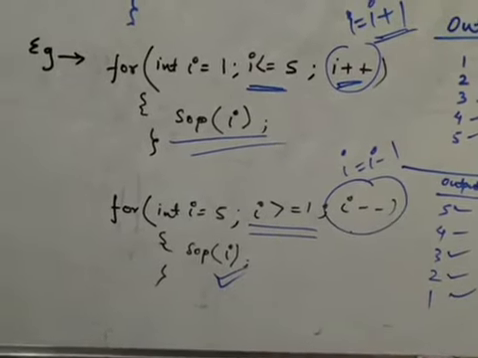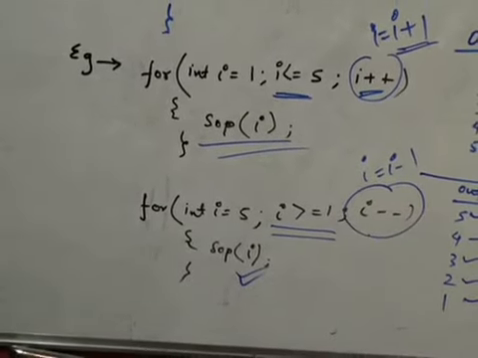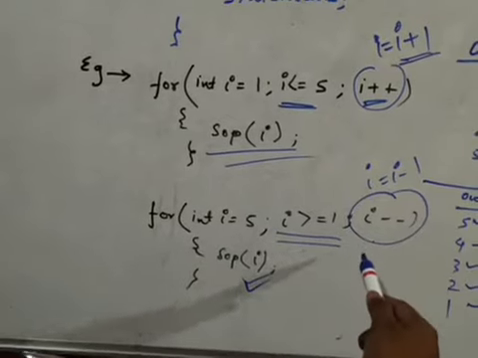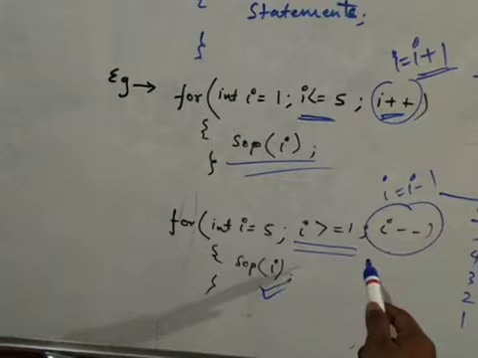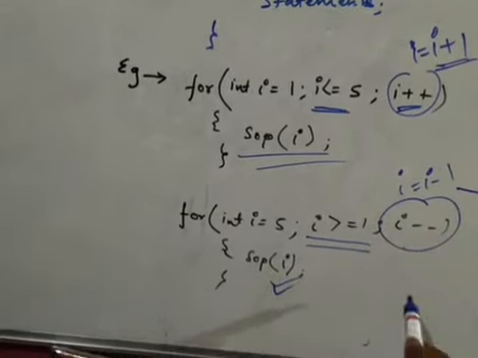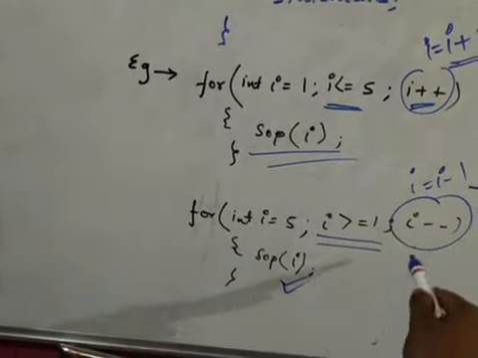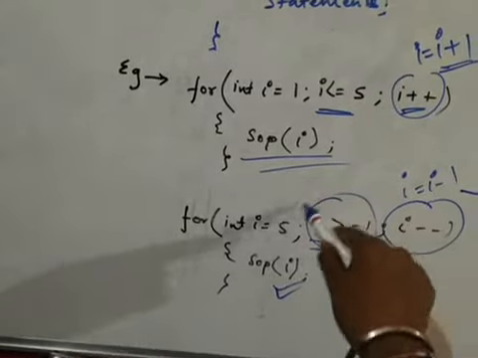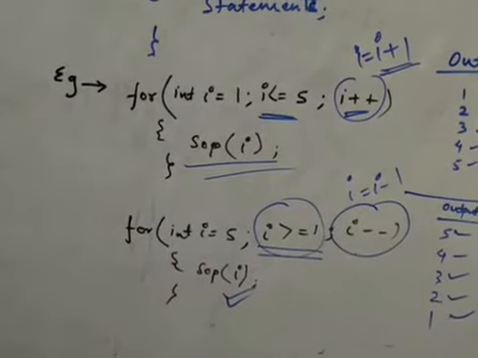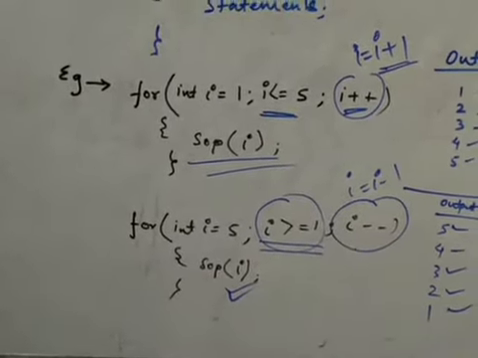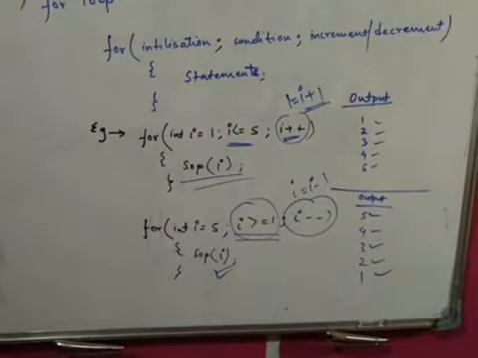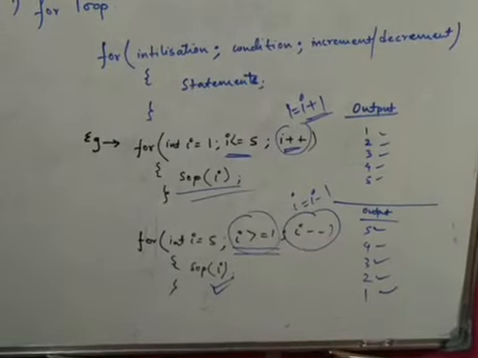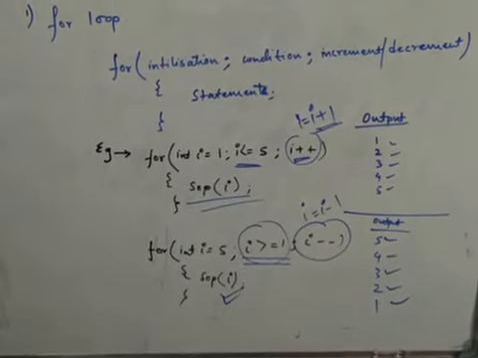Okay. Now, next value of I will be 0. 0 is greater than 1? Think properly. 0 is greater than 1? No. 0 is not equal to 1. No, the condition becomes false. So once the condition is false, the loop will stop. So my printed values are 5, 4, 3, 2, 1. So this is how the syntax and the example of for loop is seen.